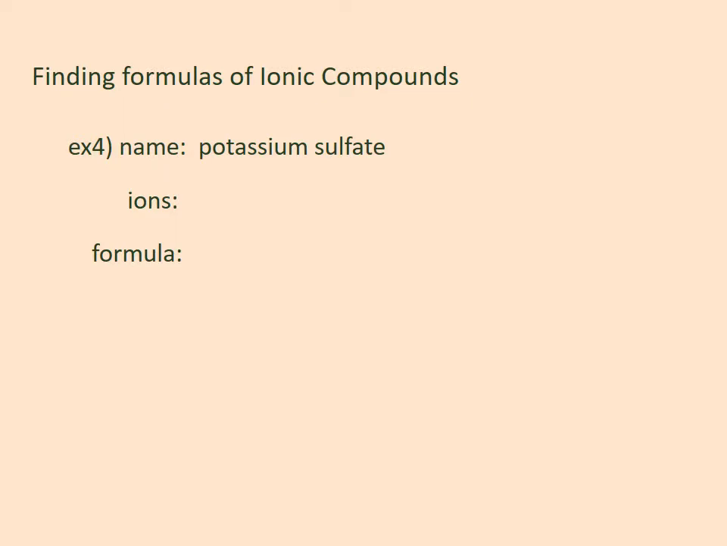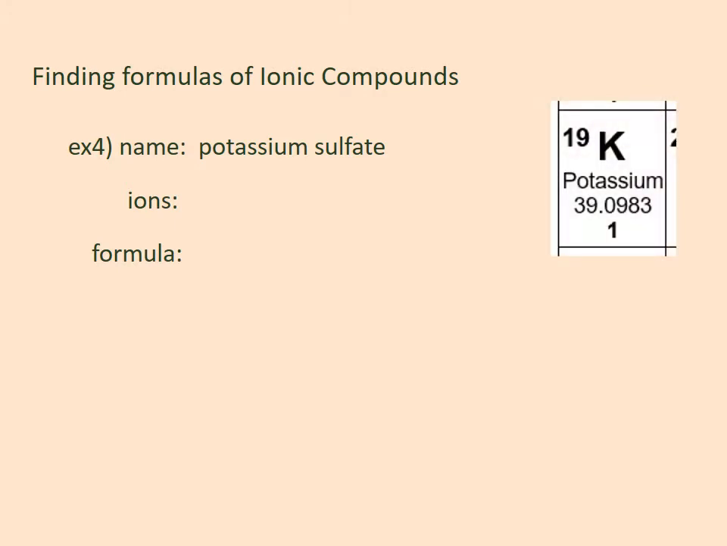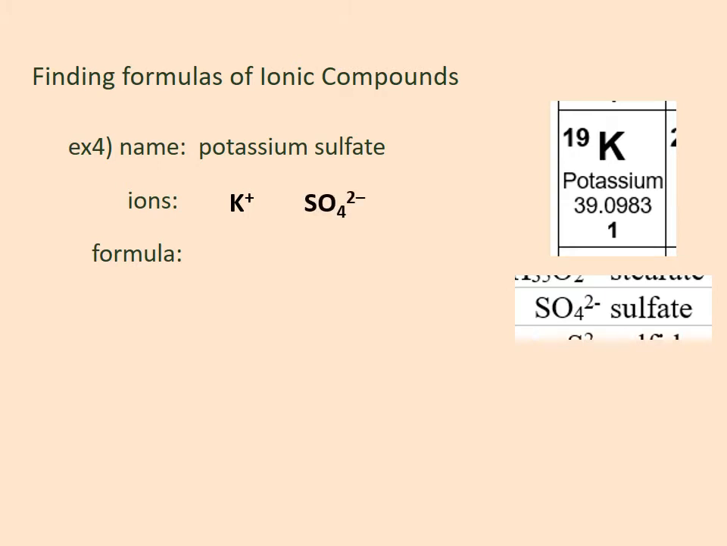Example 4, potassium sulfate. Again, no Roman numeral, so I must get the charge from the periodic table. Potassium, symbol K, takes a +1 charge, so I write K with a +1. I look up sulfate on the common negative ions, that's SO4 2-. Lowest common multiple of 1 and 2 is 2, so to get a +2 on the front, I need 2 Ks, and to get a -2 on the back, I need 1 sulfate.